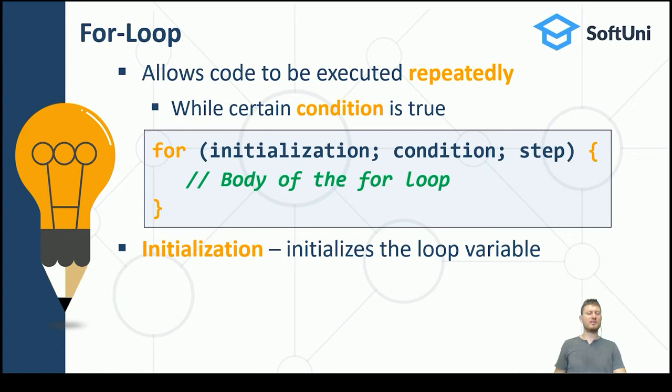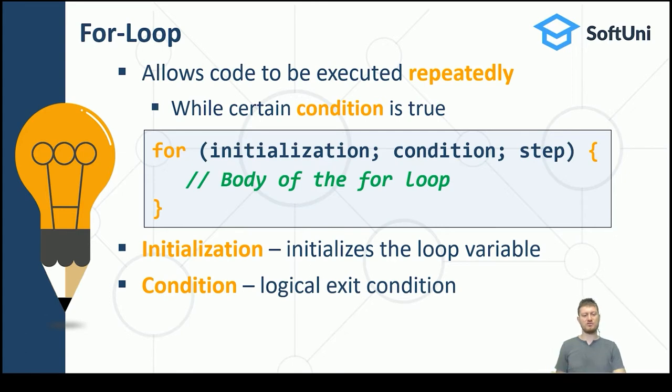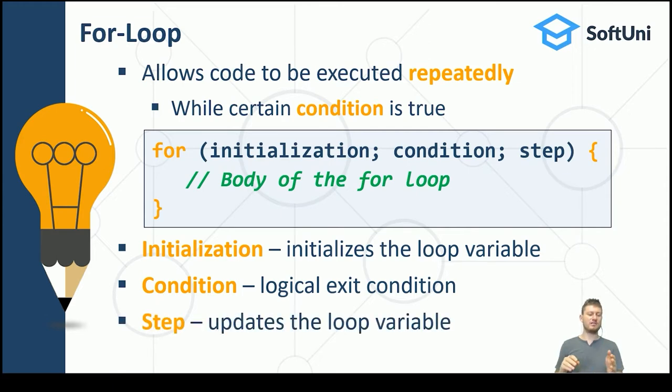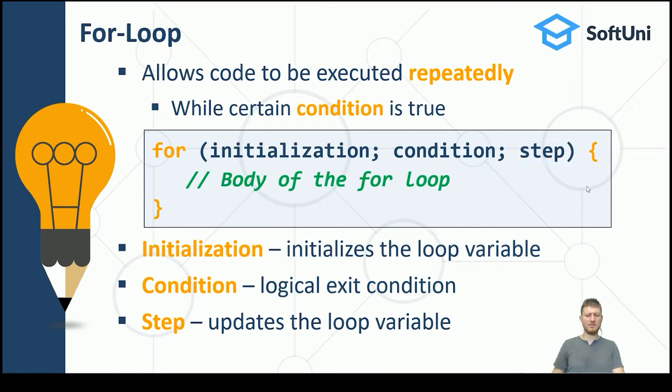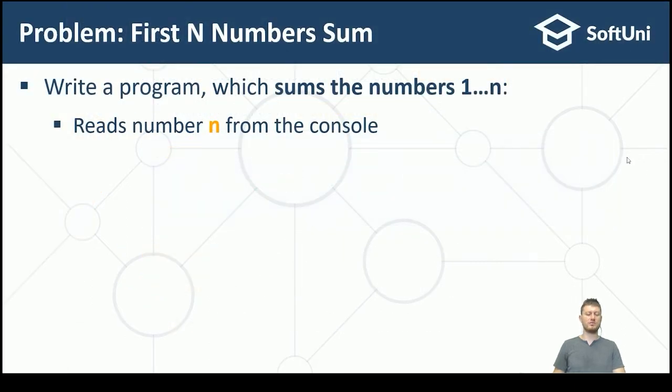So the initialization usually declares the variables and gives them an initial value. After that, we have the condition, something like: while it's true that i has not reached 10, execute something. And the step updates the loop variable after each iteration, after the loop body. This is executed after. So if we have 1, 2, 3 here in the loop body, finally, after the last step, this will be executed, and this just updates the loop variable.